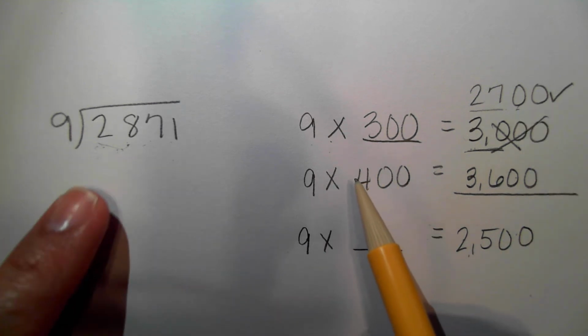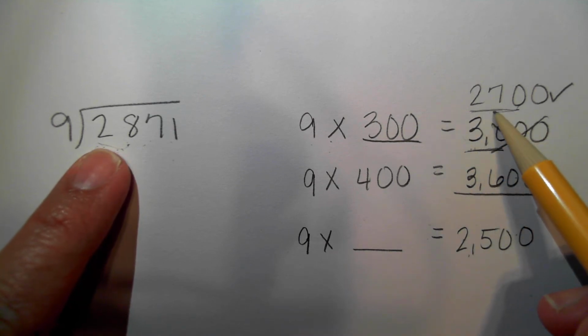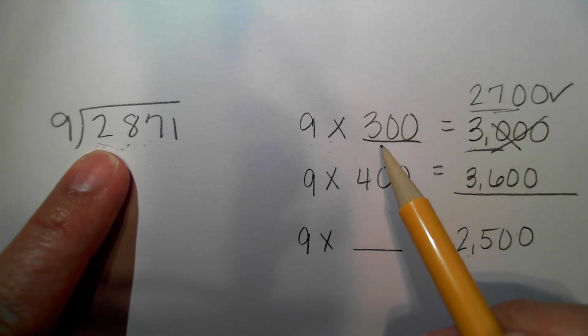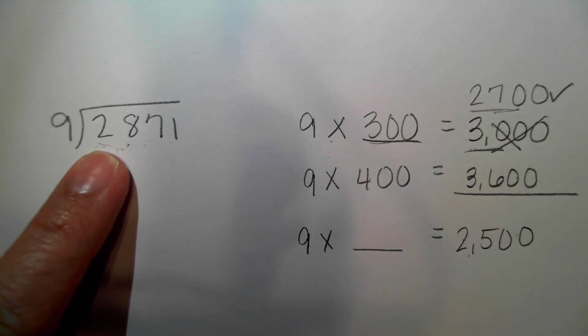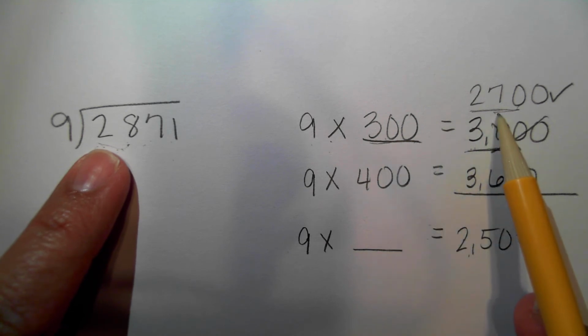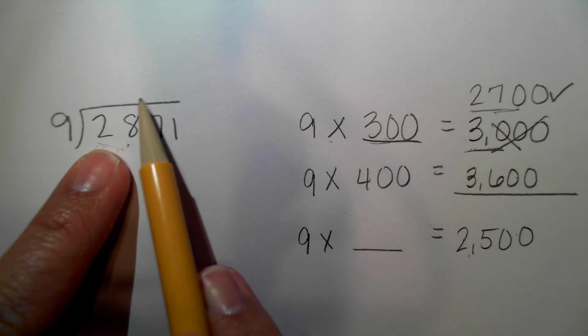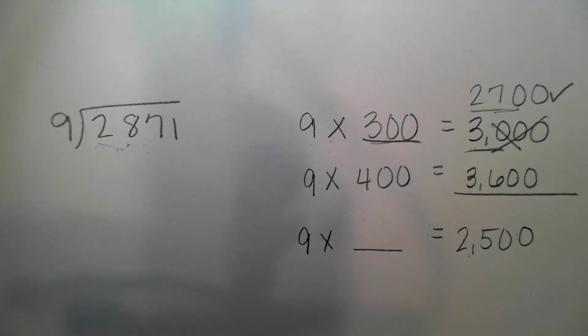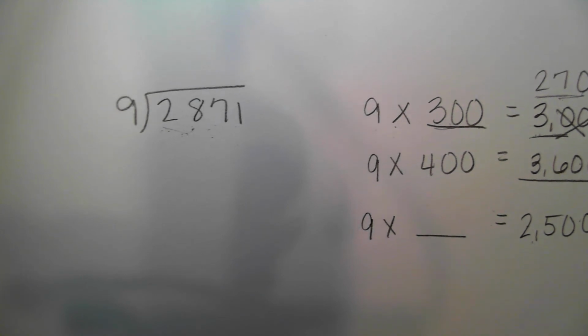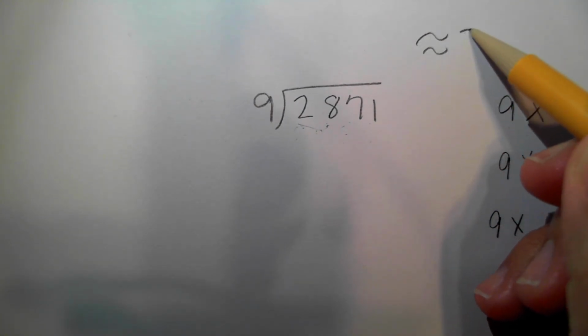But notice that 2,871 is slightly bigger than this one. So my answer is going to be slightly bigger than 300. Do you see that? Slightly bigger than 300 because my product is slightly bigger than that. And so when I divide it, I should come up with something up here that's slightly higher than 300. So let's try it. Okay, here we go. Let's divide. We've estimated and we're going to say it's about 310.